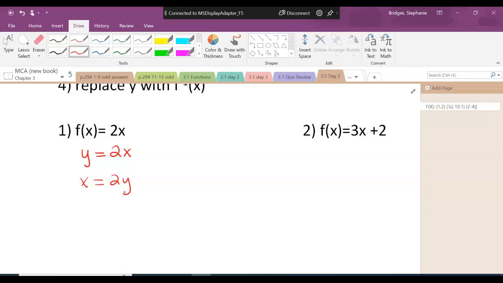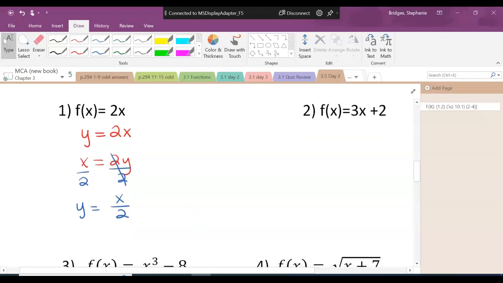And then the third step says to solve for y. How would I solve this thing for y? Divide by 2. So I get y equals just x divided by 2. And then what was that last step? To take that y and replace it with f inverse of x. Yep. Everything else stays the same. So that would be the way my final answer should work. F inverse of x is equal to x divided by 2.